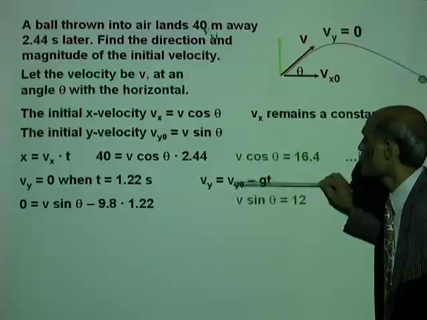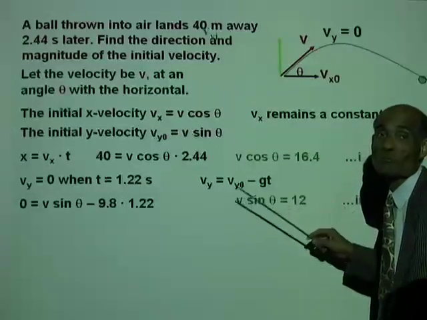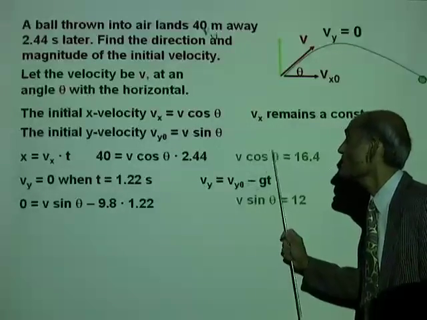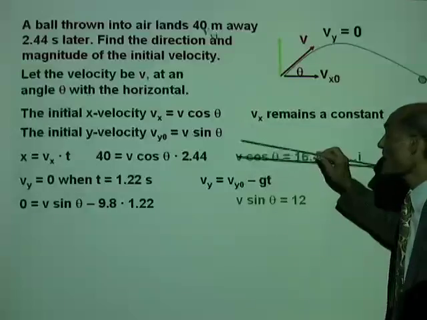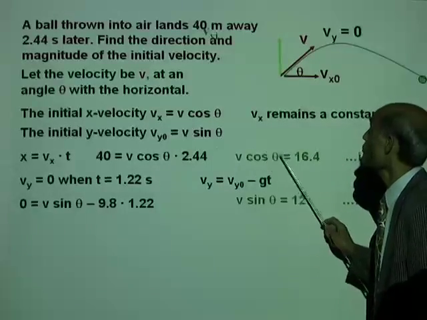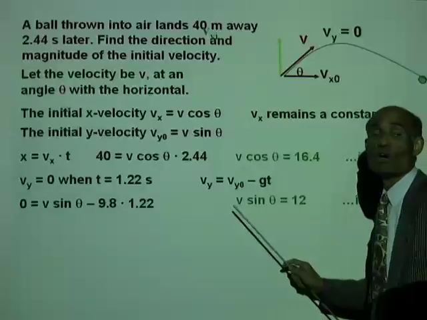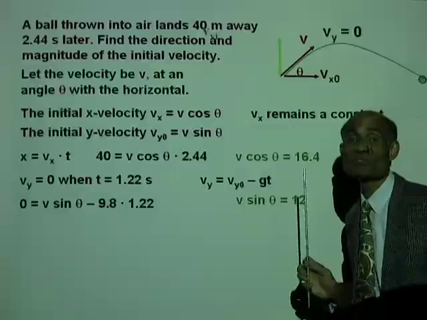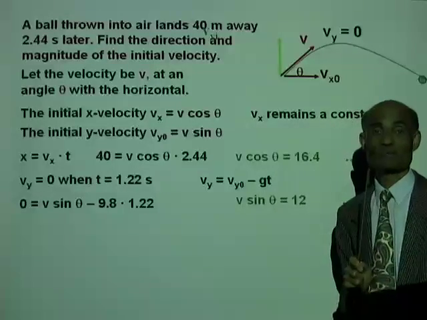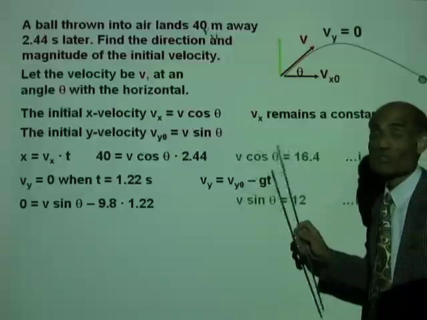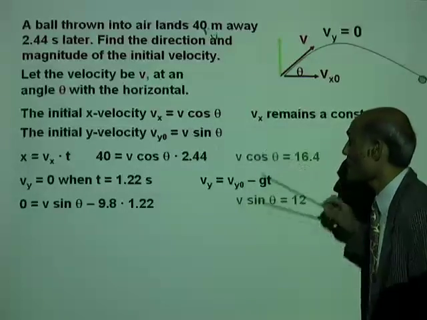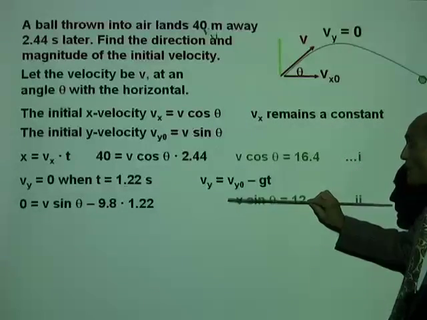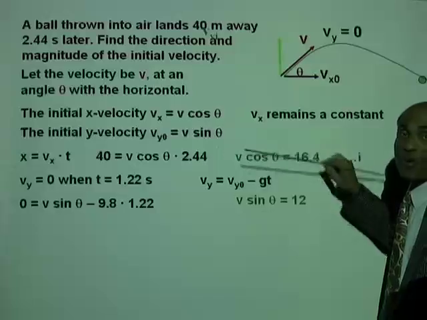Okay, let me see how much mathematical background you can use to solve this problem. What we are looking for, we need to find the value of v and the value of theta. And we have two equations. V cos theta equals 16.4. V sin theta equals 12. Can you find the value of theta from here? If you know your trigonometry, you know that sin theta divided by cos theta is tan theta. So what happens if you divide equation 2 by equation 1?